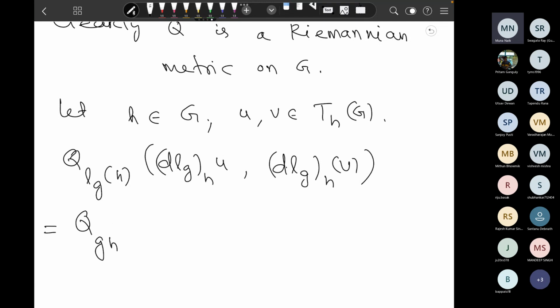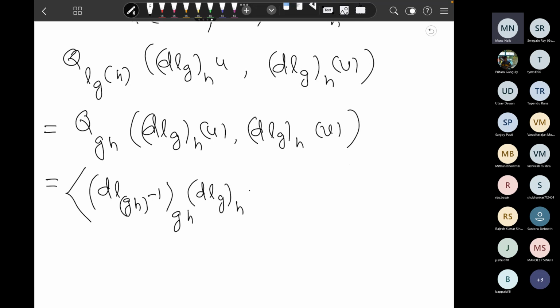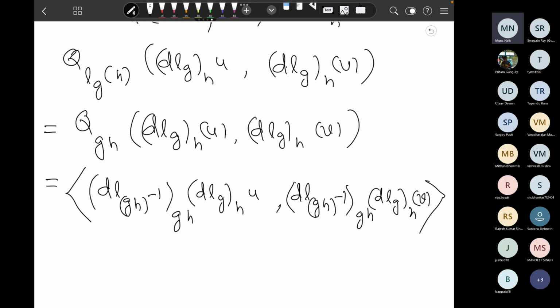So this is Q at GH of DLG at H U and DLG at H V. By definition, this is really DLGH inverse at GH applied to DLGH U, and DLGH inverse at GH applied to DLGH V. So now I have to really calculate this thing.